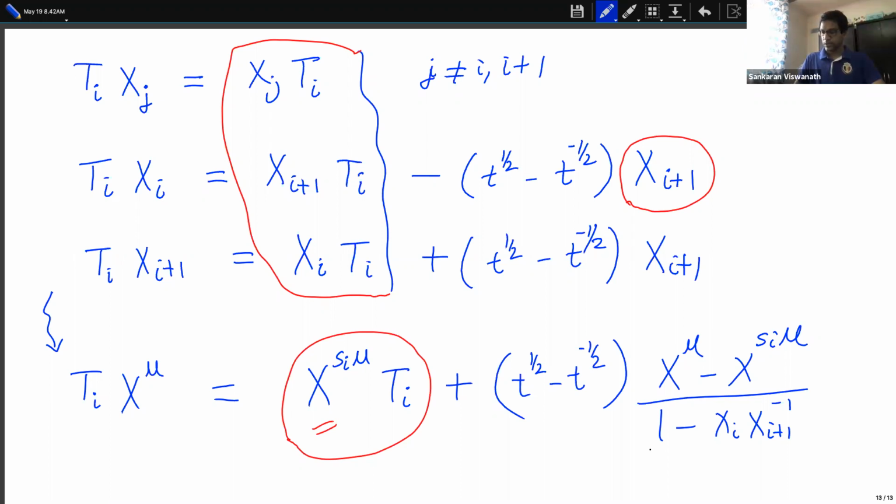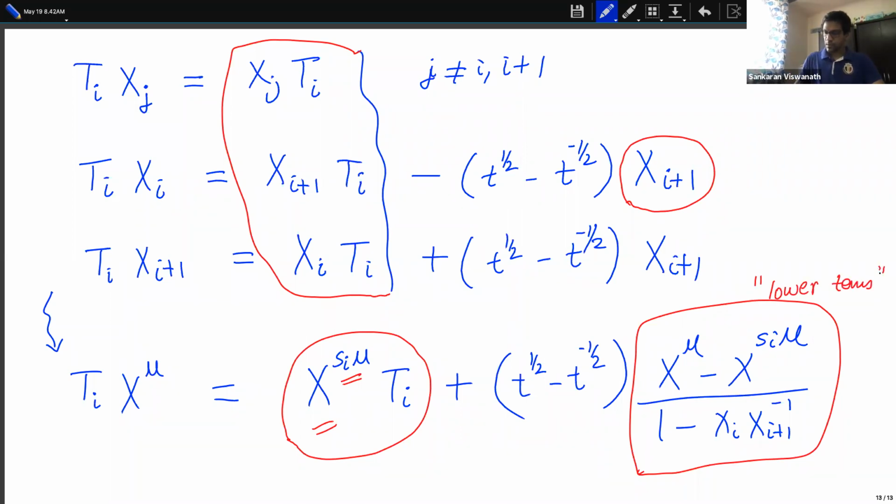Okay. So in some sense, at least if mu is positive, the terms which come from this additional part here are all smaller than x^{s_i mu} in some appropriate sense. So these are lower terms, I mean lower than x^{s_i mu}. That's one remark I wanted to make, maybe again something to think about during the tutorial.